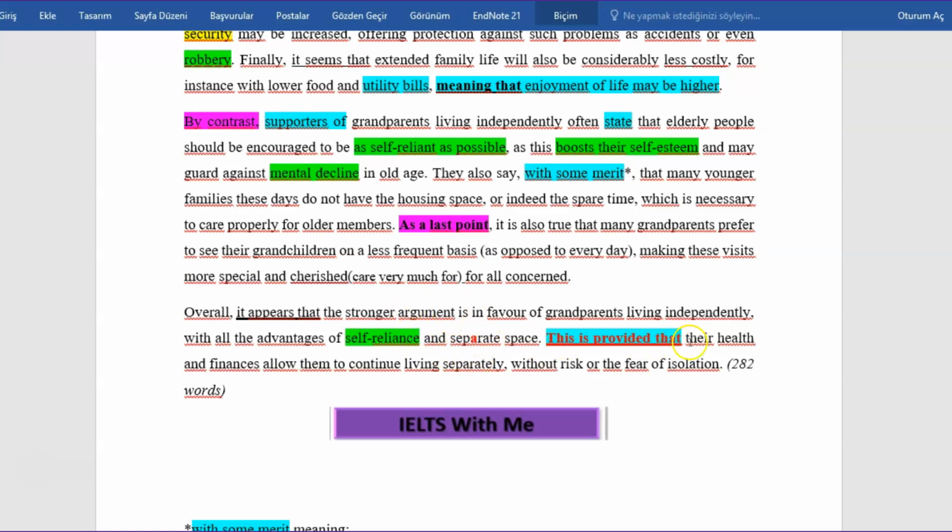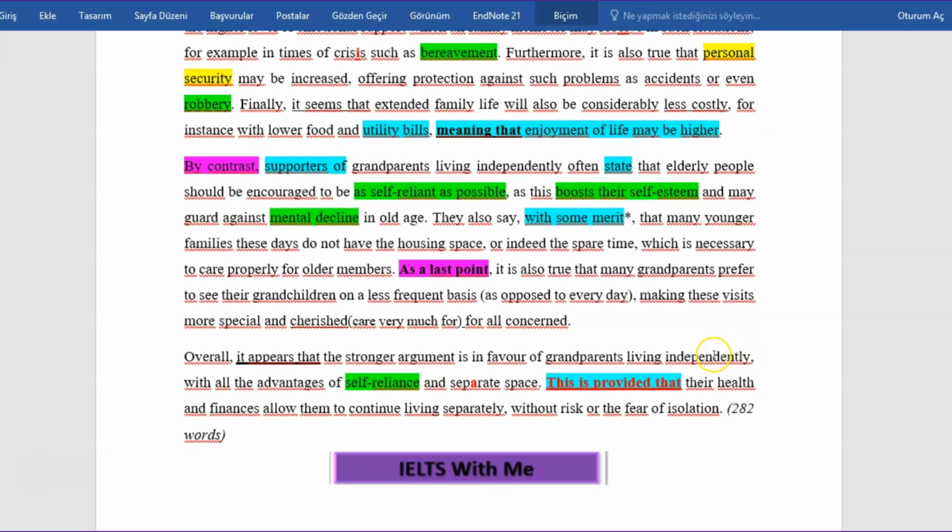This is provided that we are bringing here some provision, some conditional situation. This is provided that their health and finances allow them to continue living separately without risk or the fear of isolation. That's a great and well organized essay. Okay, pay attention to with some merits.